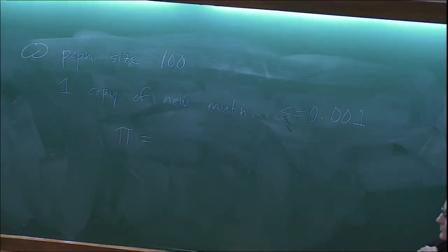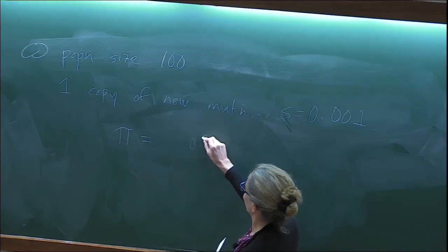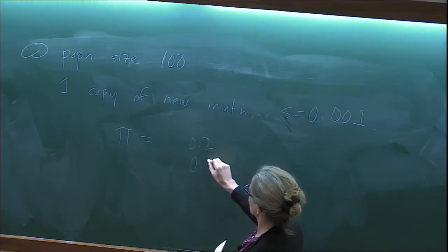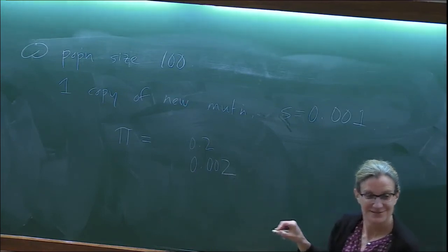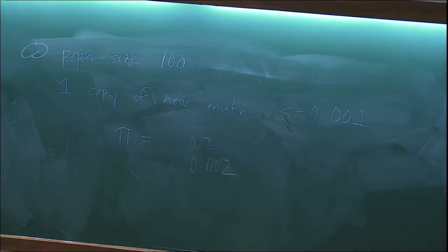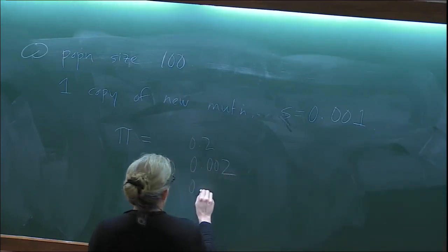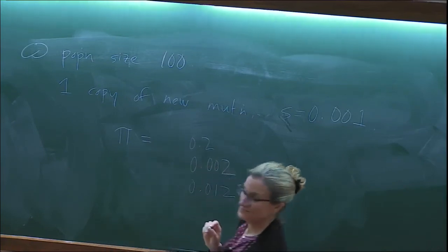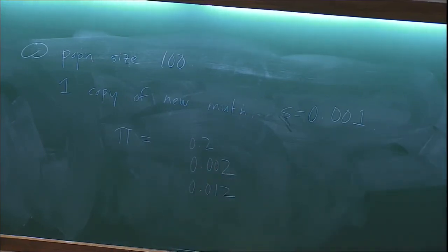2 times S is another guess. So 2 times S would be 0.002. And 0.012. Yeah, you see why it's tricky? Let me draw a sketch for you that I think will give you the right intuitions about this.